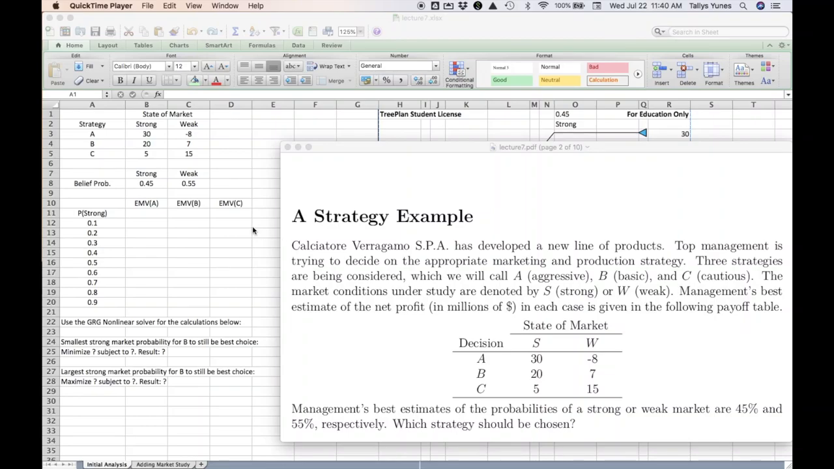Hello again. This is a continuation of the previous video in which we went through the creation of two trees for the two parts of this Calciatore Verragamo market strategy example. If you have not seen those videos, or that one video, where I go over the story of the problem and build the initial decision trees, please do so, because otherwise this one is not going to make any sense.